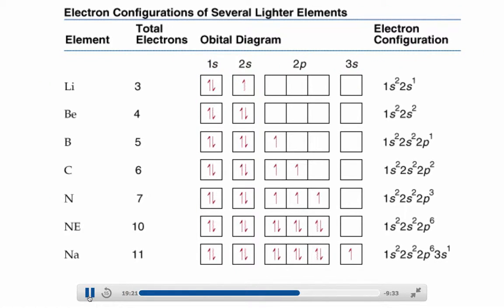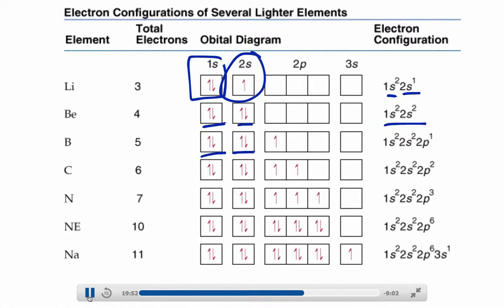If we look at it, now we are just writing down the energy levels. So the first number is the energy level, the principal quantum number, 1. We write the shape down, and then the superscript is how many electrons are in that spot. And if we look at these, it's pretty easy to convert them. So 1s has 2 electrons, so 1s2. 2s has 1, so 2s1. Notice 1s2, 2s2 is our electron configuration for beryllium.